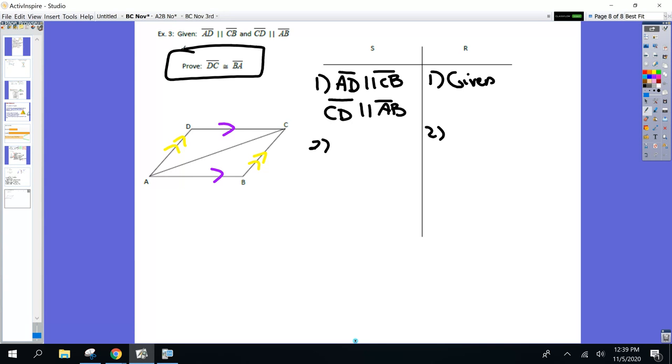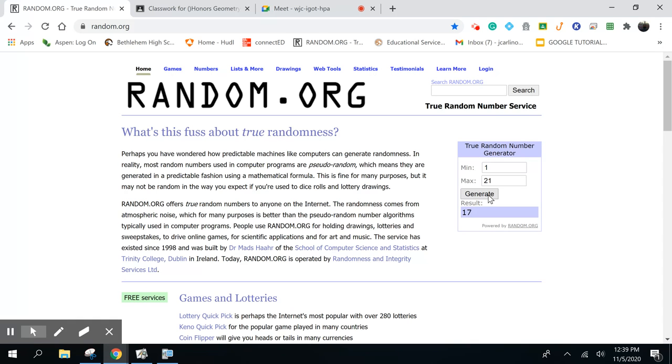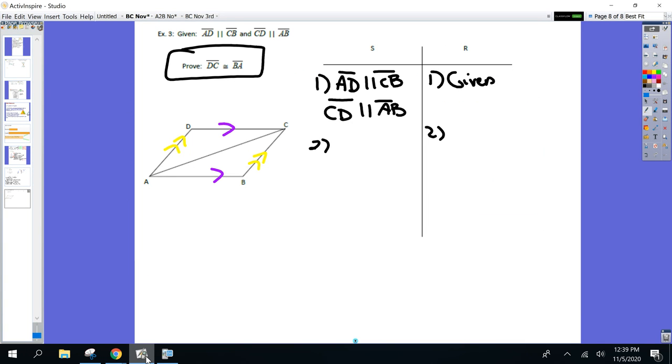How do I get those two triangles congruent? Give me a pair of sides or angles. Liam, give me a pair of sides or angles you know are congruent. AC is congruent to AC. Okay, I got a reflexive side. AC congruent to itself. Done.